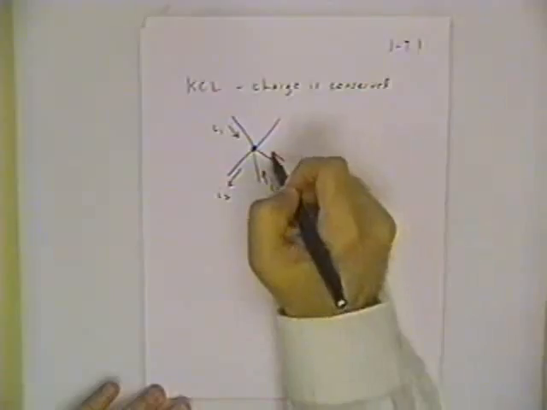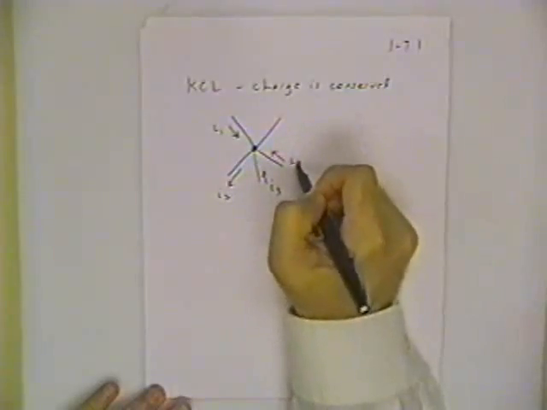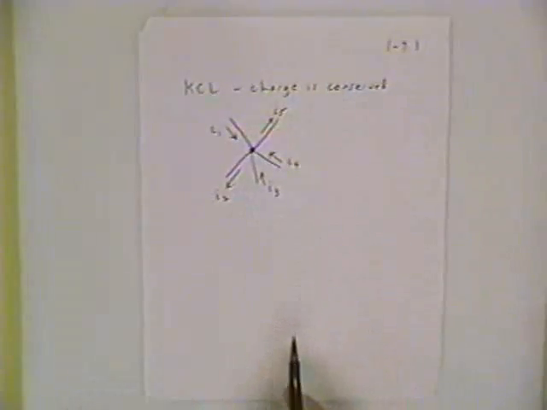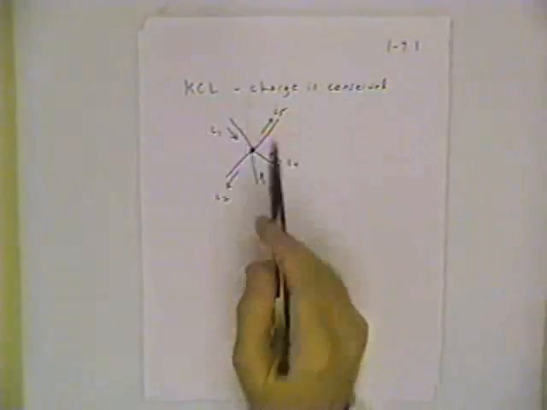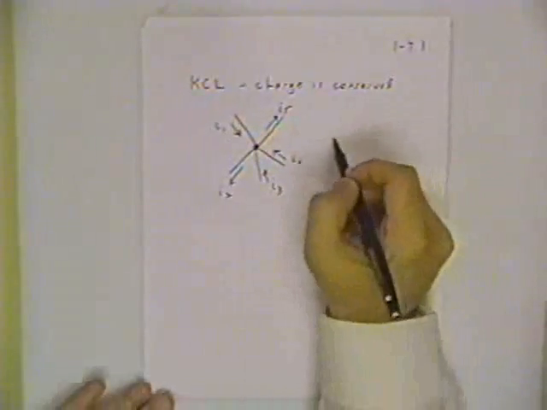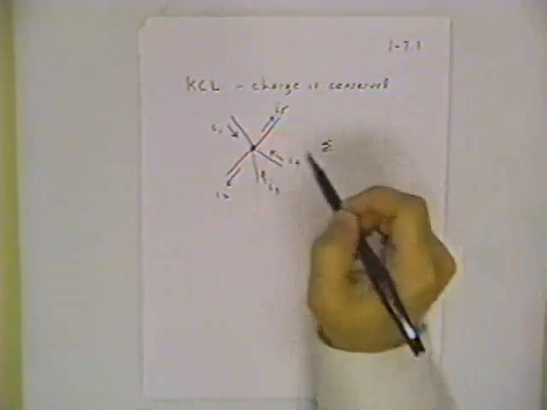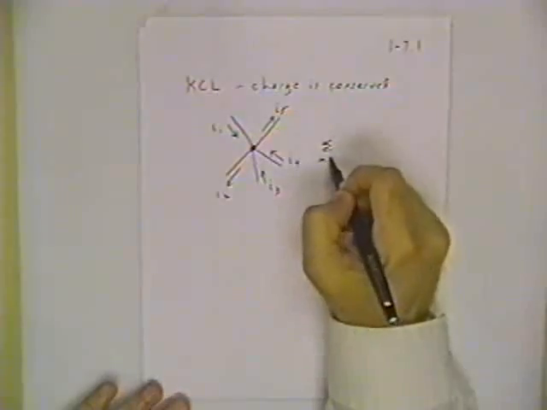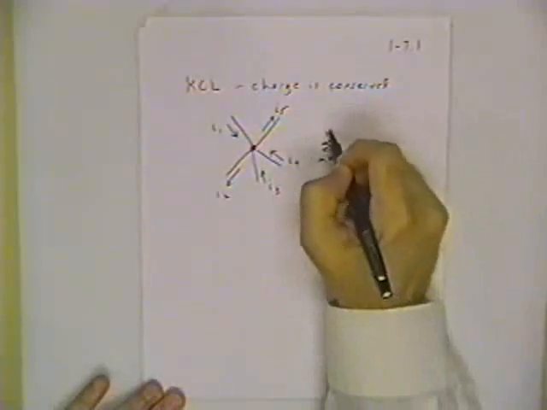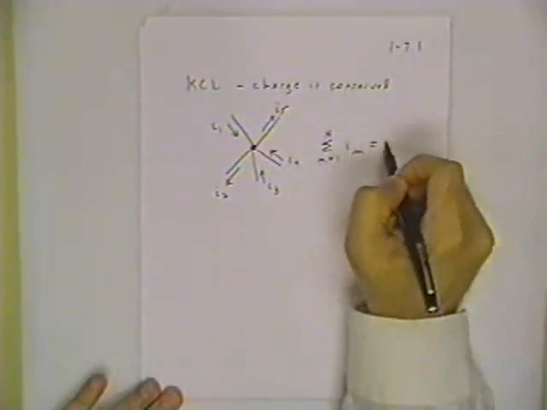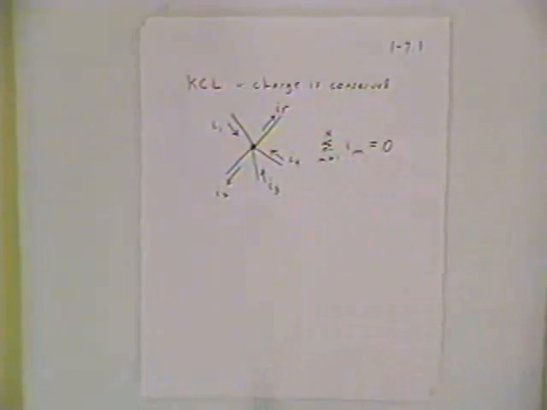It doesn't matter which direction these currents are. And the statement of the current law is that the sum of all the currents into the node have to sum to 0. So if we have I1 up to In, all those currents sum to 0.